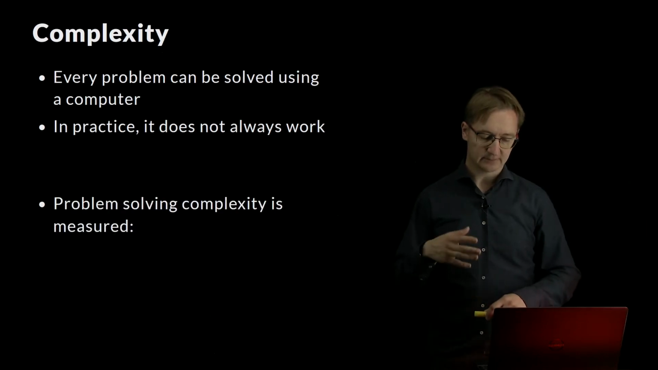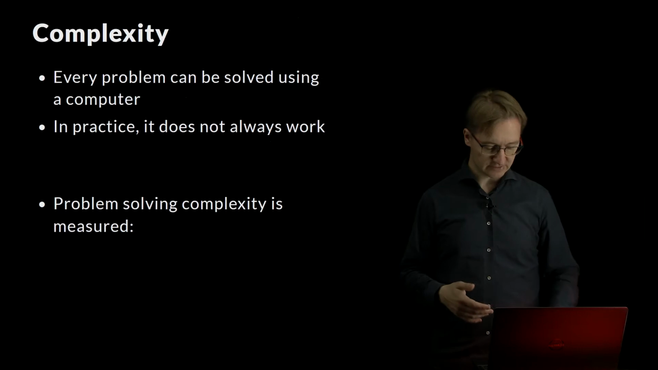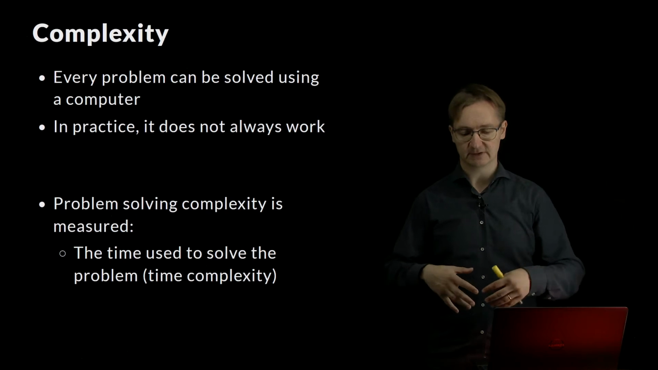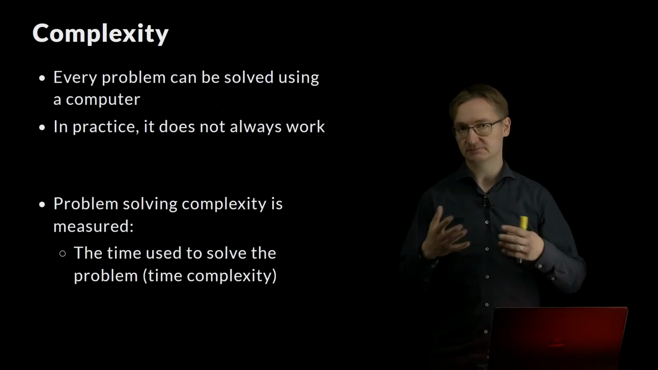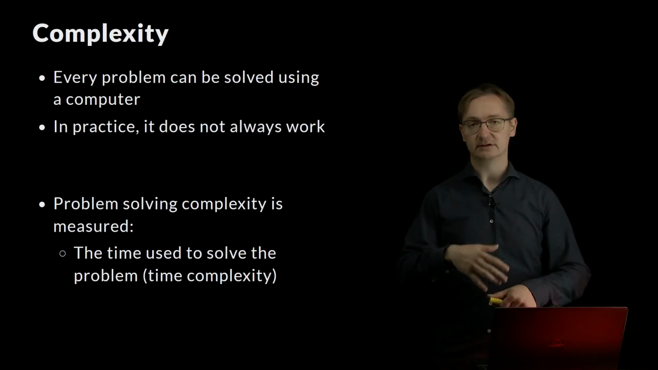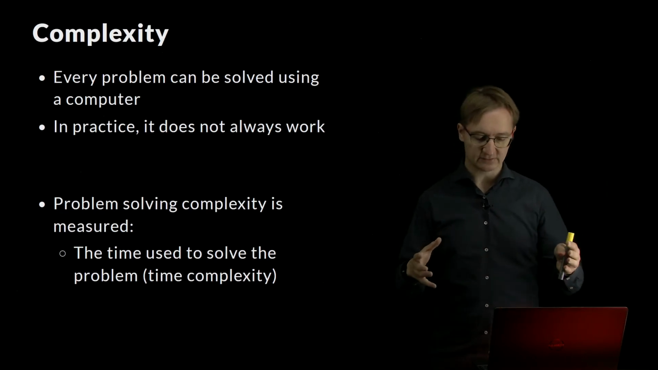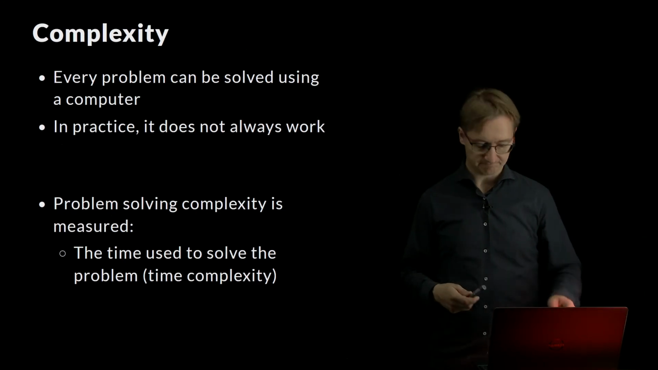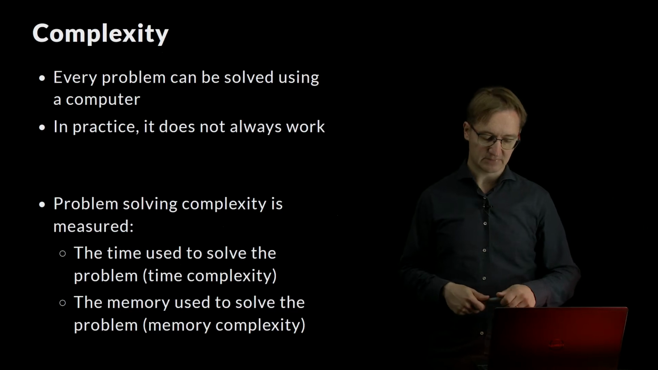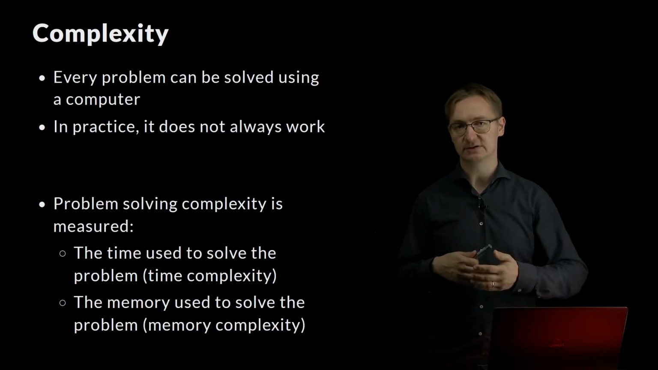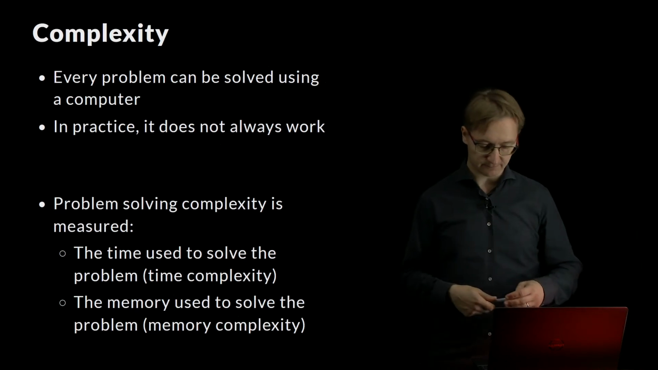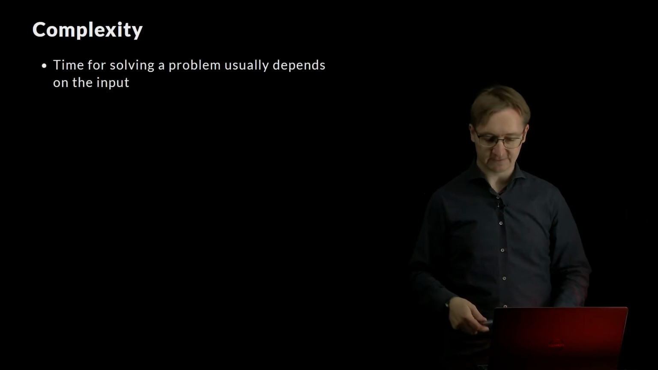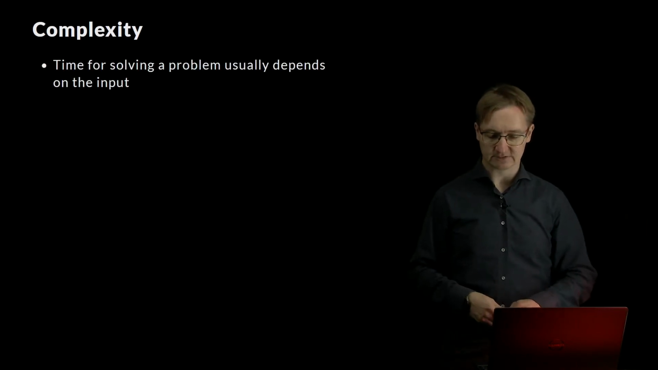And problem solving complexity can be measured, for example, by the time used by the program. So for example, if I execute the program and it takes 7 seconds, then we can say that this duration, or the time used to solve the problem, can be measured as time complexity. And the other complexity is memory complexity. For example, how much memory does the program execution take. So let's see what kind of different ways there are to see what the complexity is.